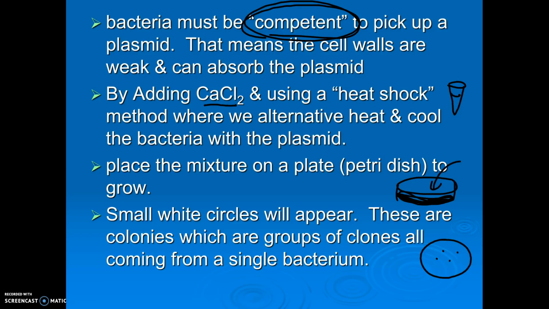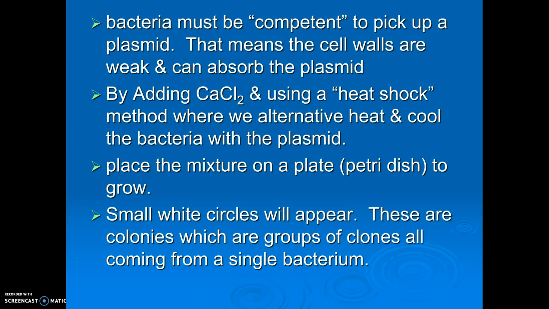A colony is where you basically started with one bacterium, and every time it divides, that doubles. 2, 4, 8, 16, 32, 64, etc., exponentially, and you get just a circle. And that circle, every bacteria in that circle, in that colony, is basically a clone. It's a bacteria that came from the division of the original. So that's the process of how we would now transform our bacteria.